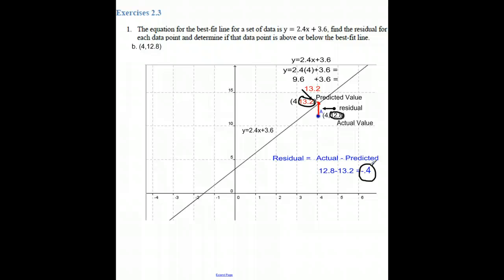And for homework, you have to do several problems like this. You'll be given several more. They're all done a very similar way. Just to summarize, the residual value is always equal to the actual value minus the predicted value, which is this distance. You simply do the subtraction and you get your answer. If you don't have the predicted value, just substitute the x-coordinate into our equation, as we just did up here, and we will get our predicted value.